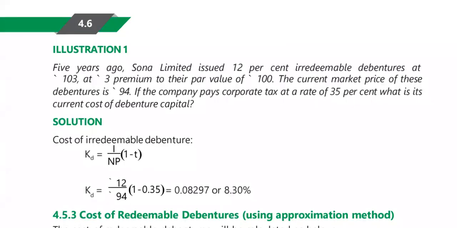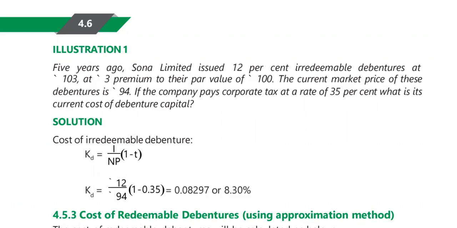As I told you in the theoretical part in the previous video, a debenture can be issued on the basis of three things: at par, at premium, and at discount. Par means when the debentures are issued at the same face value. Whatever face value is there, at the same face value it is issued in the market. Such an issue of debenture is called issued at par.